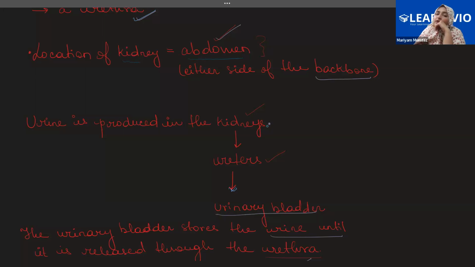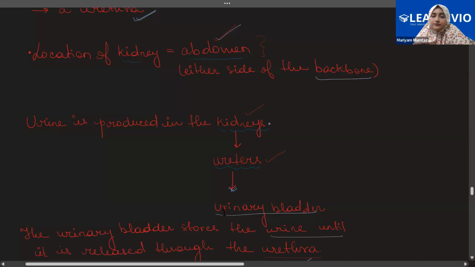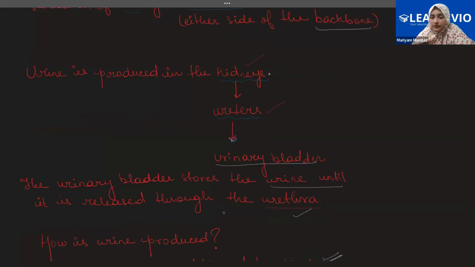So, all the components of the excretory system have their own functions to perform. The filtration of blood and the production of urine is the function of the kidneys. Then the transportation of the urine that is formed is the function of the ureters. And then the storage of the urine is for the urinary bladder. Now, we can mention that here also.